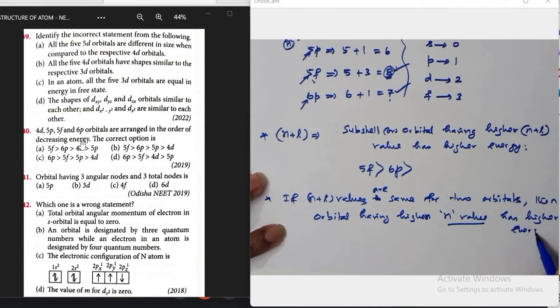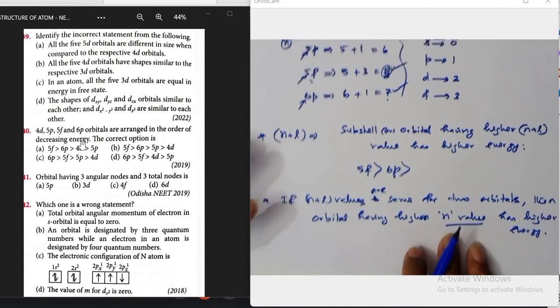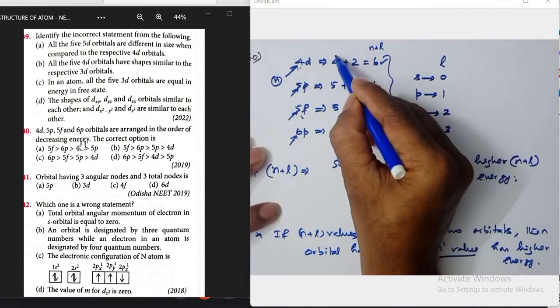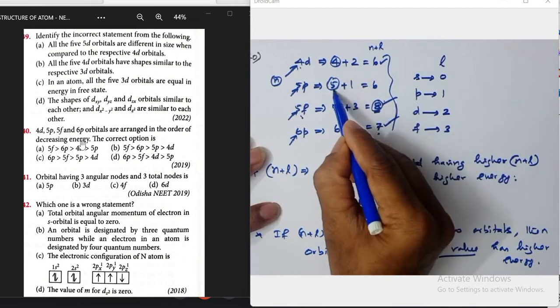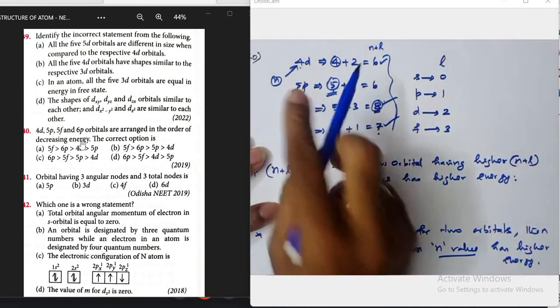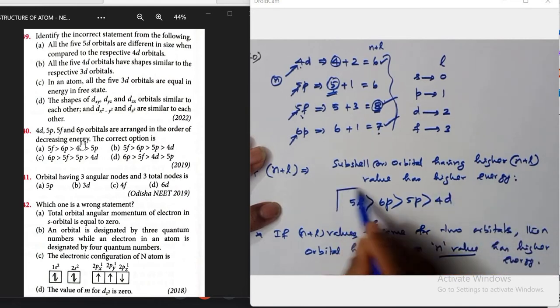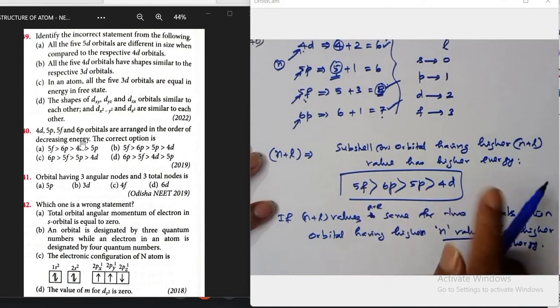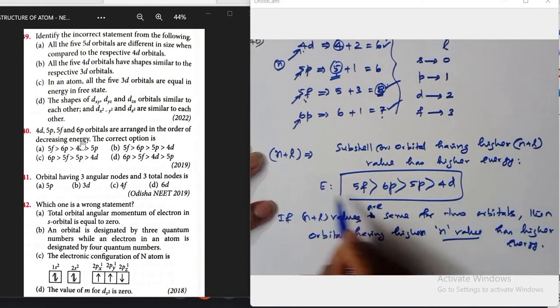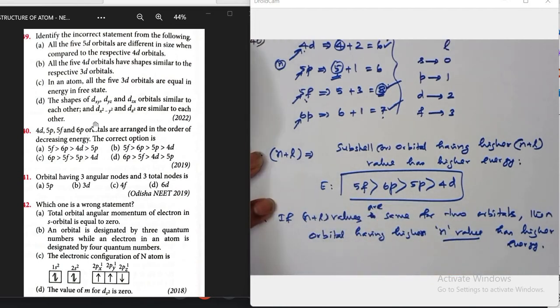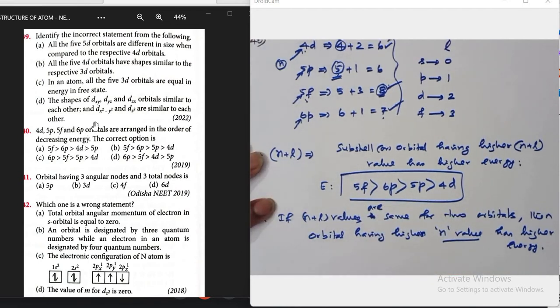That's the point. So these 2 orbitals have the same n plus L value. Now you should see the n value. Which one has the higher n value? 5p has the higher n value. Therefore 5p has higher energy. Then the last one is 4d. This is how we arrange the orbitals in decreasing order of energy. So which option is correct? 5f, then 6p, then 5p, then 4d. So the correct option is B. Option B. Clear?